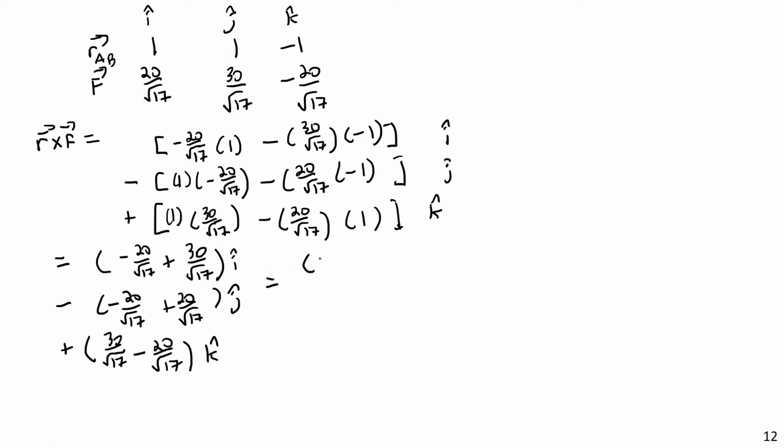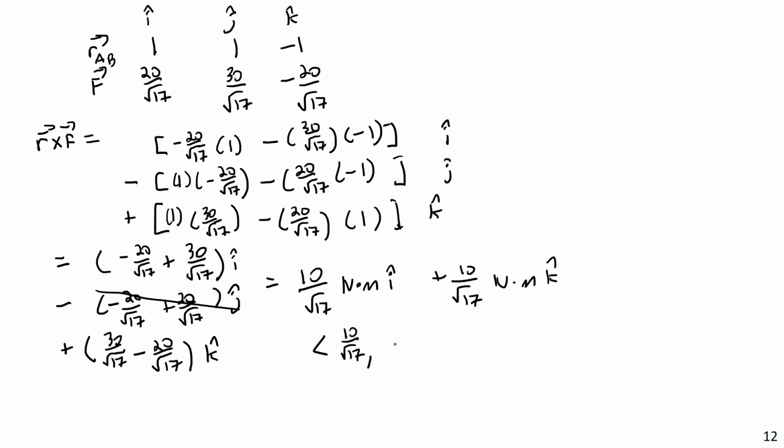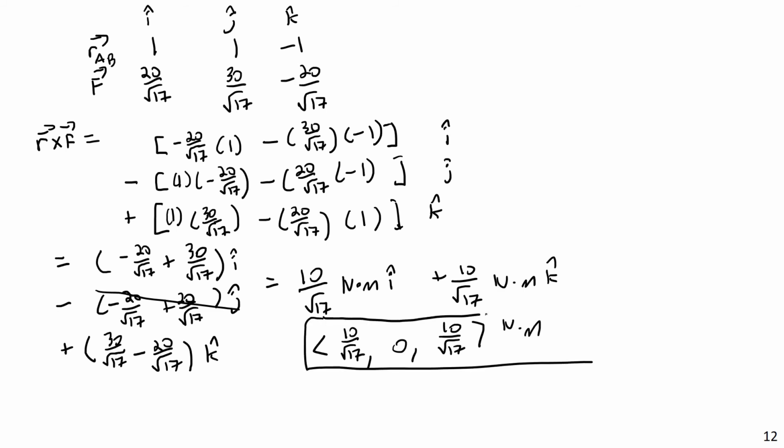So then we'll have basically at the end 10 over root 17 Newton meters in the I, and the J just cancels out, plus 10 over root 17 Newton meters in the K. Or you could also write this as 10 over root 17, comma 0, comma 10 over root 17, with Newton meters out front. There are any number of ways we could write this and report our answer. And that really is the basic process.